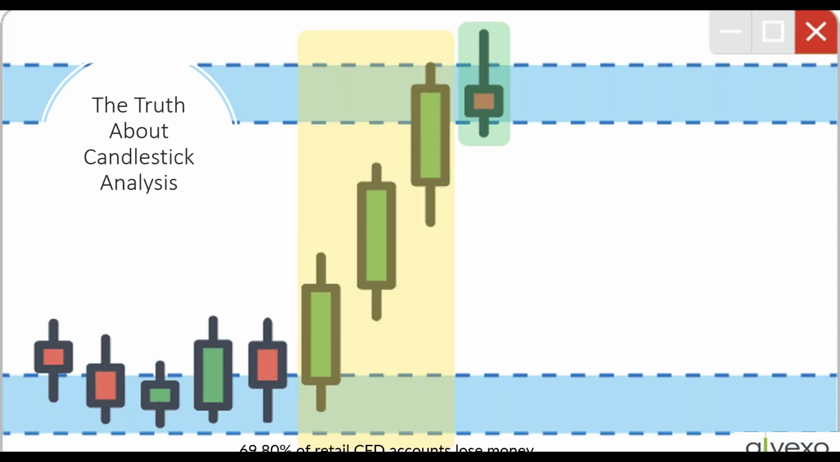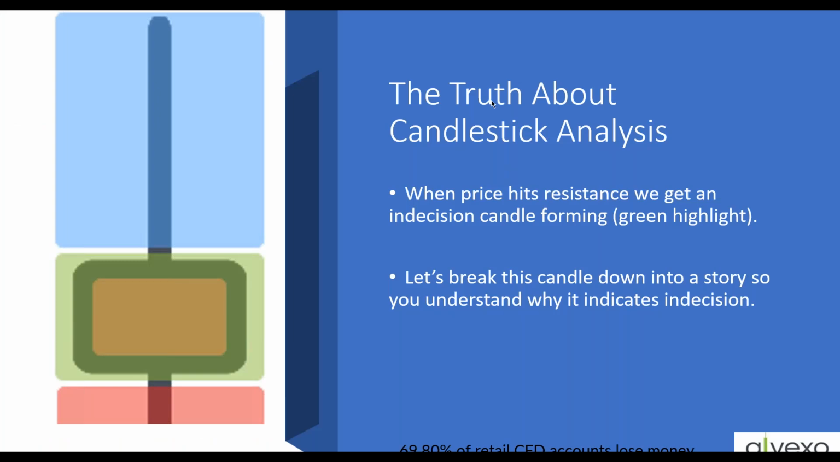It tells us something. And when that indecision candle appears directly on a support or resistance zone, it's really telling us something, because a resistance zone is where the price is supposed to stop. It means buyers pushed it up, pushed it through that, but then it got stuck in that zone. So now we're combining other elements with our candlestick. When price hits resistance, we get an indecision candle.